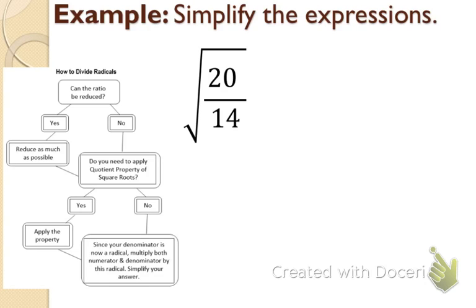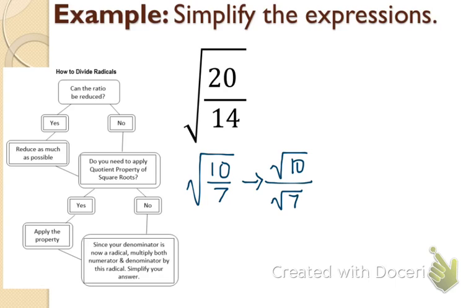can the ratio be reduced? Can this fraction be reduced? And the answer is yes. Both of those are even. They can be reduced by 2. So finally we get 10 over 7. So next step, do you need to apply the quotient property? Well, yes, we want to go ahead and split them up. Square root of 10 divided by square root of 7.